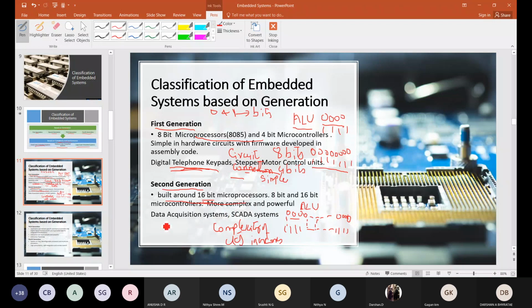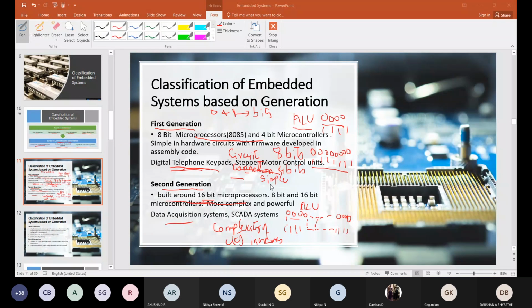The examples for the second generation are data acquisition systems and SCADA systems. All these are examples of your second generation computer or embedded system. An embedded system is also called a computer, depending on the bits. Embedded system is nothing but your computer itself, no? Okay, is it clear? Yes, sir.